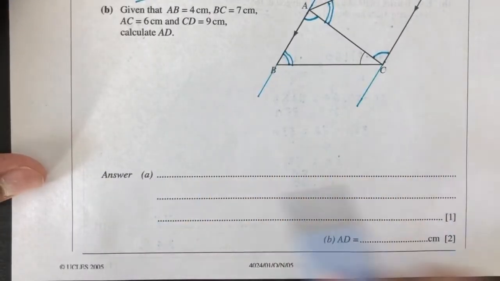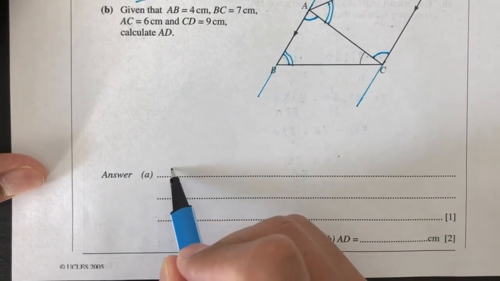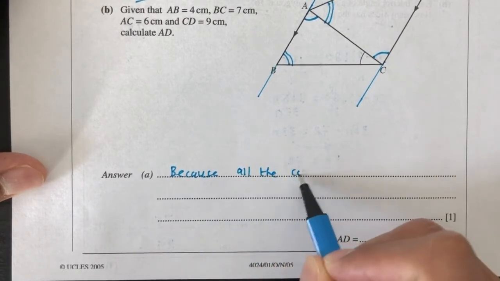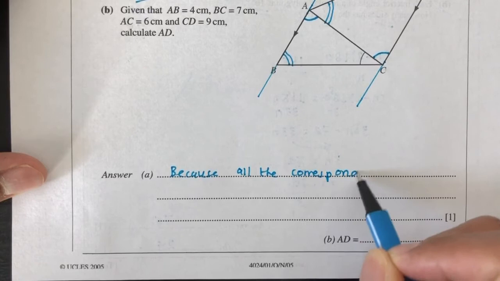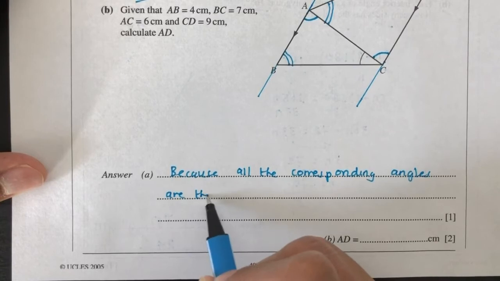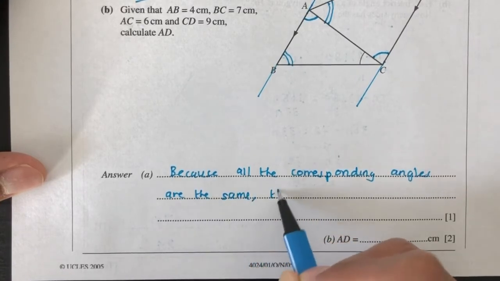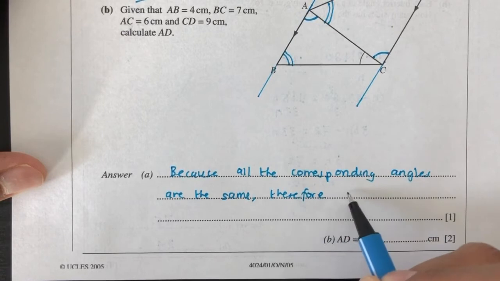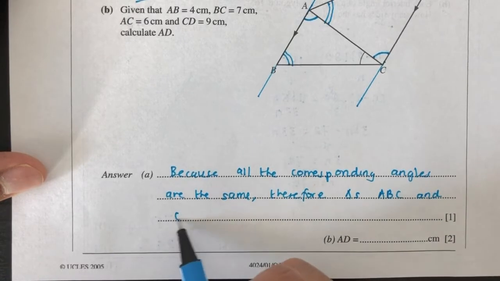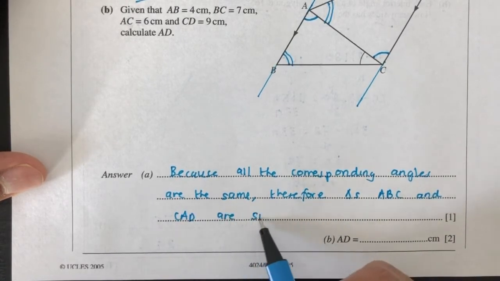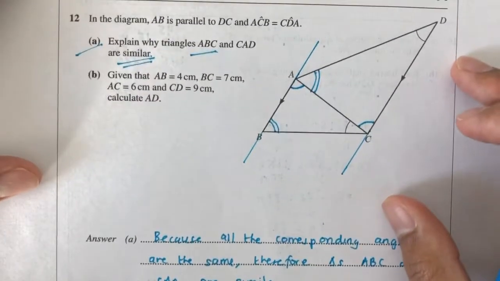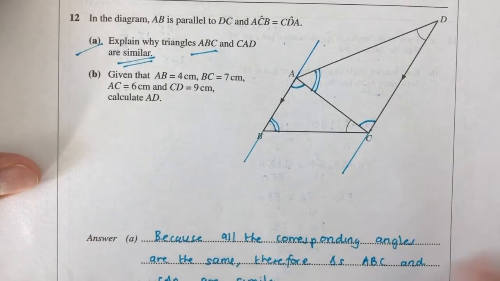So yep, here you go. First one, because all the corresponding angles are the same, therefore triangles ABC and CAD are similar. That's the reason why. Or you can just point to the drawing as well to show which angles are the same to each other. That will be part 1.